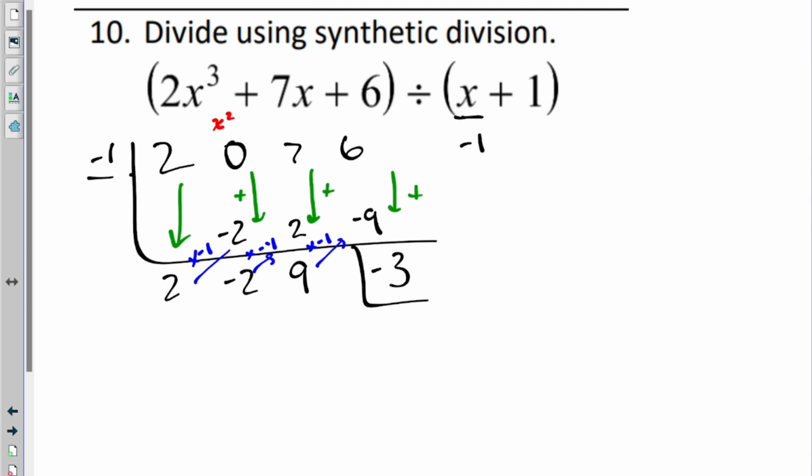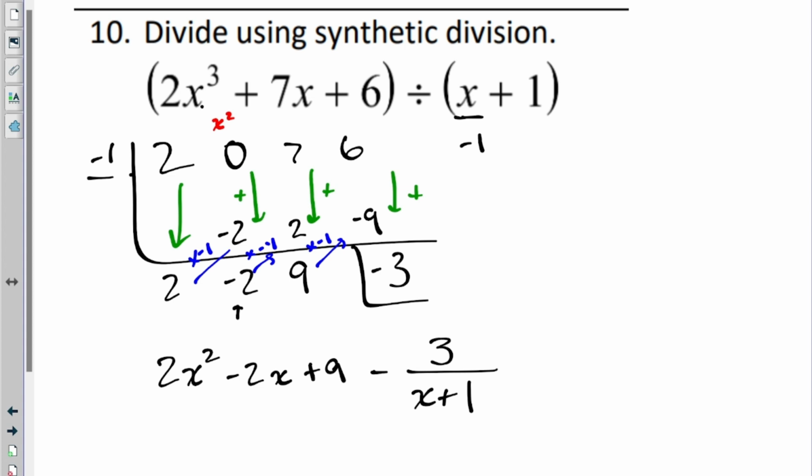Okay. And so our final answer is going to be this. Final answer is going to be 2. And then the thing I'm dividing out was x cubed minus x squared. And so I'm going to be left with, divided by x. And so I get 2x squared here plus, I'm looking at this, minus 2x plus 9 with a remainder of -3, which means we'll write minus 3 over x plus 1. And that's it.